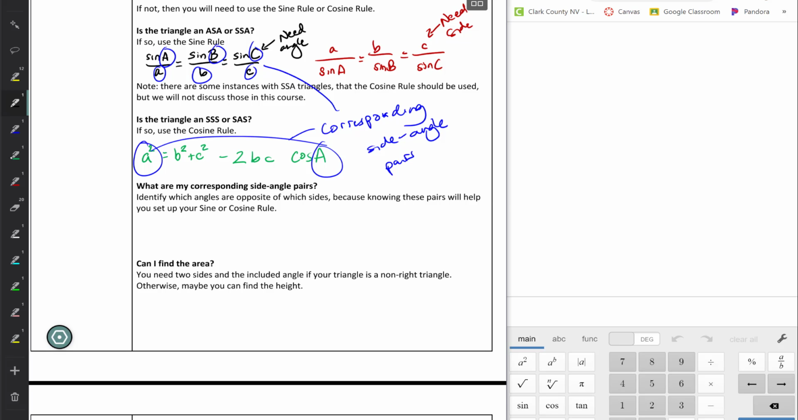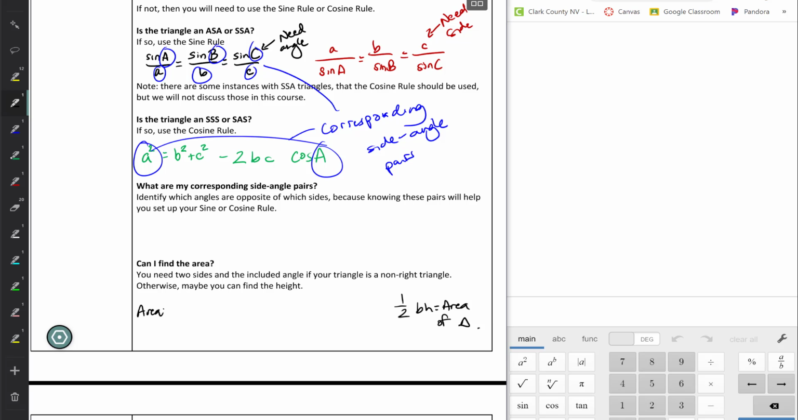Now, what you need in order to use one of our area formulas is two sides and an included angle of your triangle, if your triangle is not a right triangle. Otherwise, maybe you can find the height and you can use our good old formula. The 1/2 base times height is going to be the area of any triangle, but a lot of times that's not going to work. So what we have to use instead is this other formula, and we're not going to derive it again, but here's another way that you can do this.